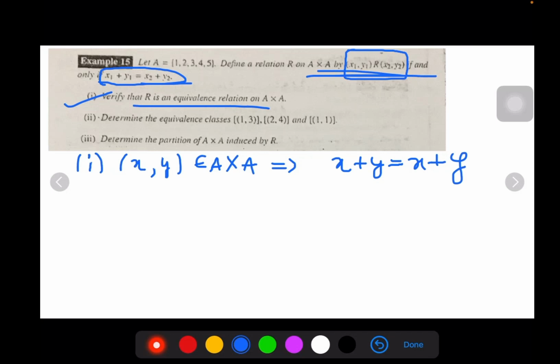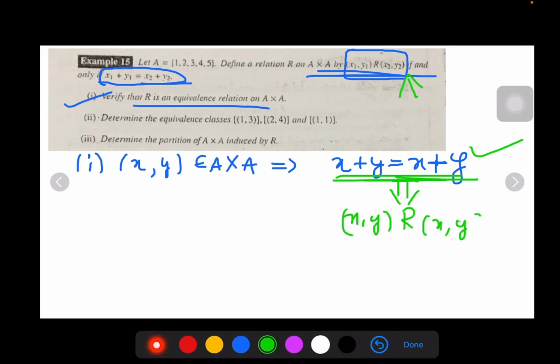Because we know that this is a trivial statement: whatever the value of x and y, x + y is equal to itself. So I can write the statement by trivial definition. Therefore, from this, I can convert into this form: (x, y) is related to (x, y) itself. Since there is an if and only if, in both ways the statement is true. So with that, we are writing this.